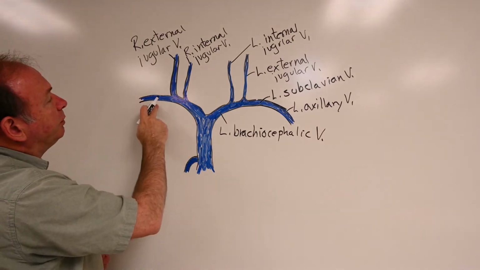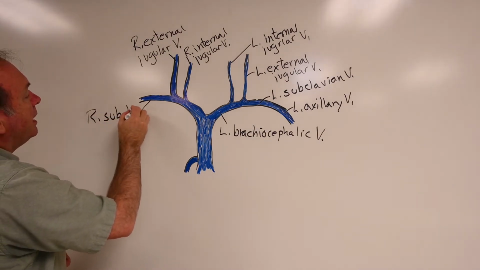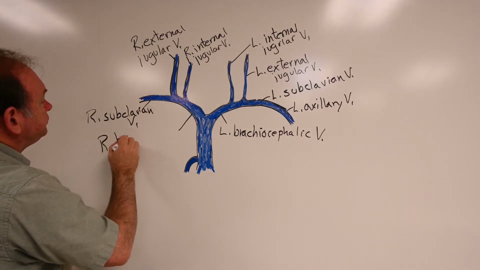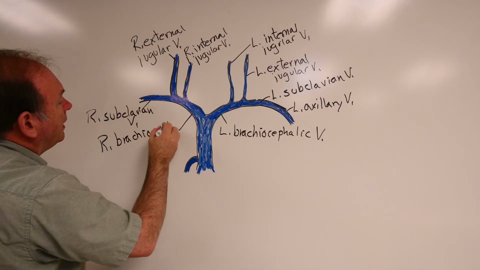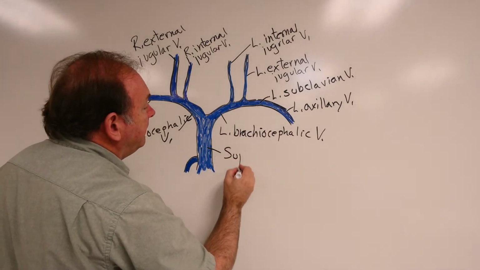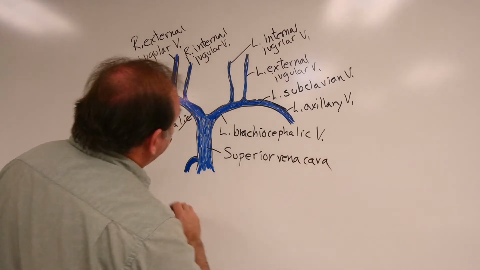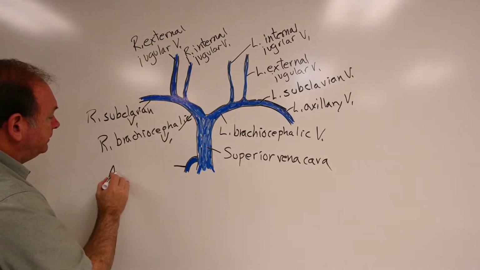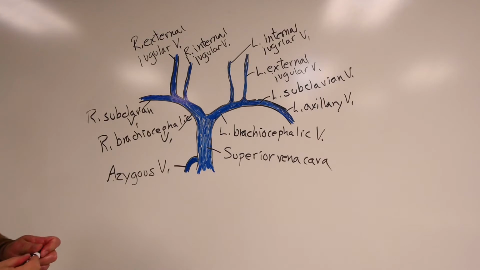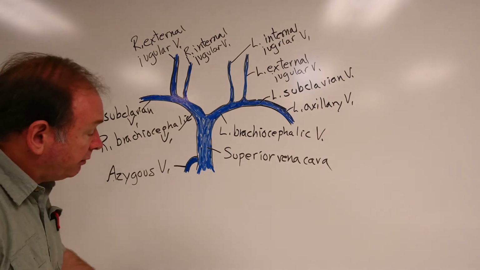Over there would be the right, this would be the right subclavian vein. And right brachiocephalic vein, and then superior vena cava. And then the azygous vein. So those are the major vessels draining blood from your head and upper body region into the superior vena cava before returning to the heart.